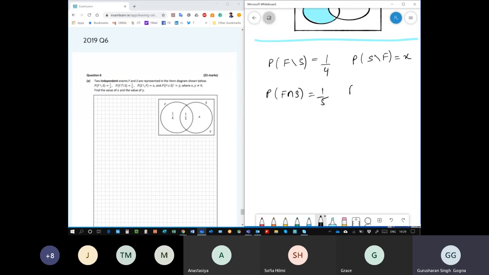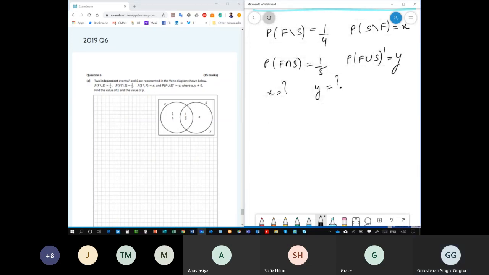And they also give you F union S complement. Now, what do you mean by complement? This complement or dash means it's outside F union S. So you can see that Y is outside the circles. So complement means those elements which are not in F union S. So that is all given. What they want is the value of X and the value of Y. So how will you find the value of X and the value of Y?